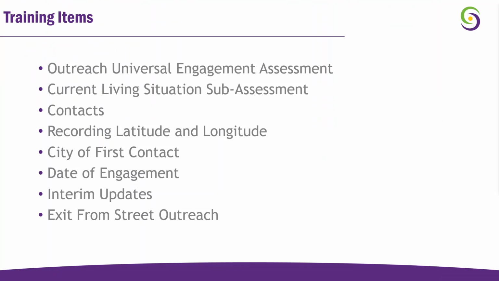Training items we will cover are going to be the Outreach Universal Engagement Assessment, the Current Living Situation Subassessment, Contacts, Recording Latitude and Longitude, City of First Contact, Date of Engagement, Interim Updates, and Exit from Street Outreach. Let's begin.